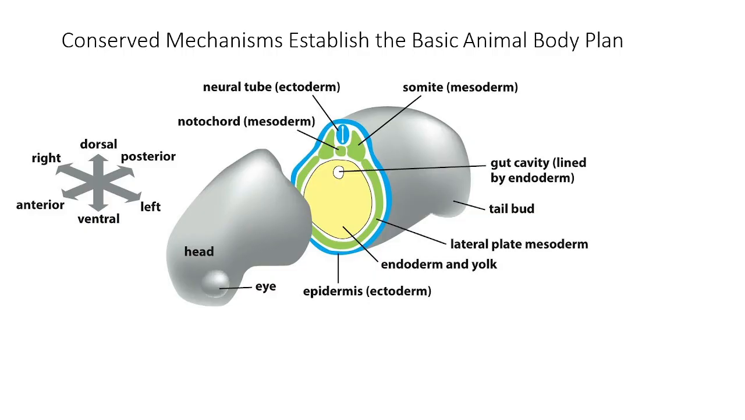So this is basically the conserved mechanism which establishes the basic animal body plan, where there is a dorsal and a ventral side, you have the posterior, anterior, and the right and left. And now that you understand about the epidermis and endoderm, you can easily tell about the positioning of each of these.